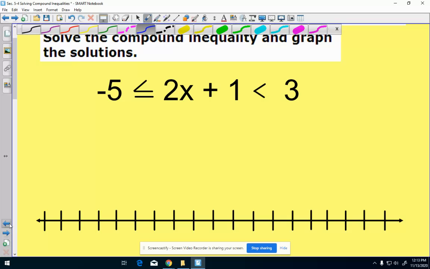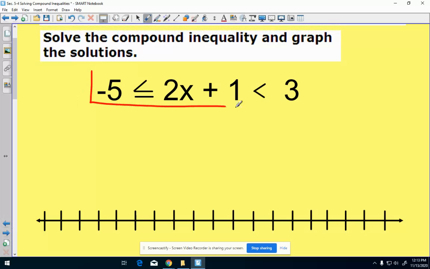If I'm going to claim this as example 1 over here, I would say -5 is less than or equal to 2x plus 1, which is less than 3. Oh, okay. So here's what I'm going to do. This right there is my first inequality. So I'm actually going to pull that out of there because that's something that I'll need to solve.